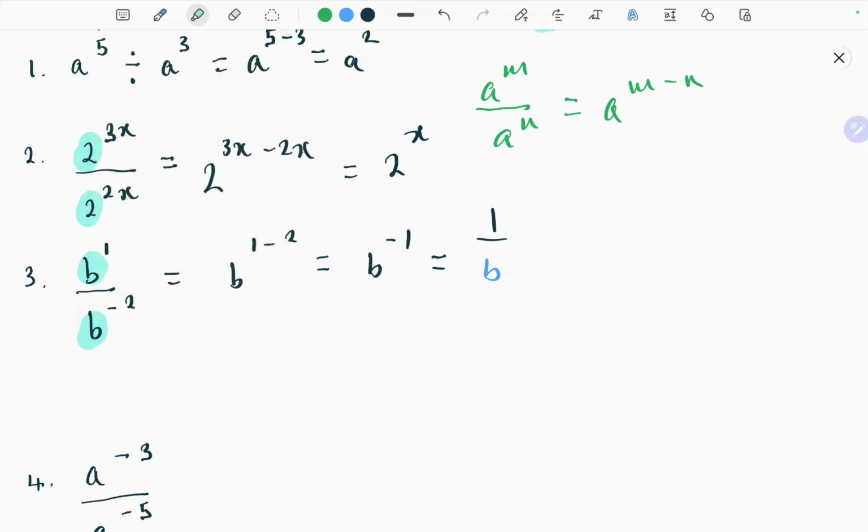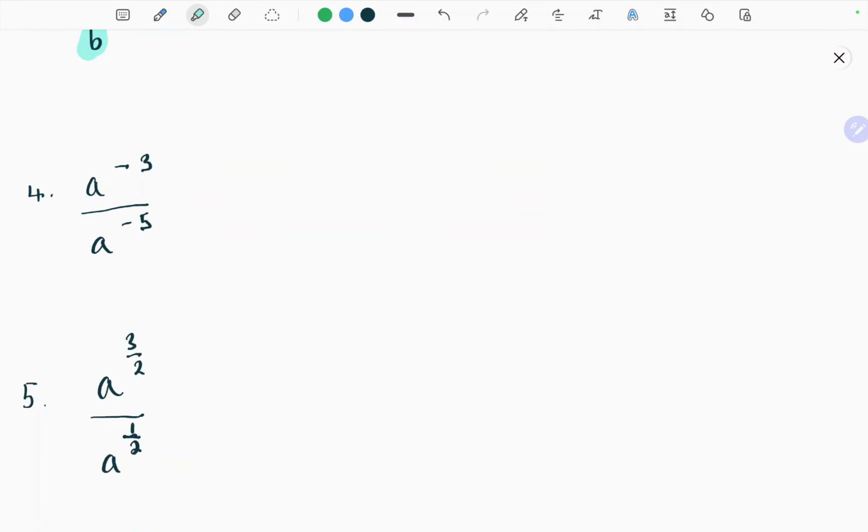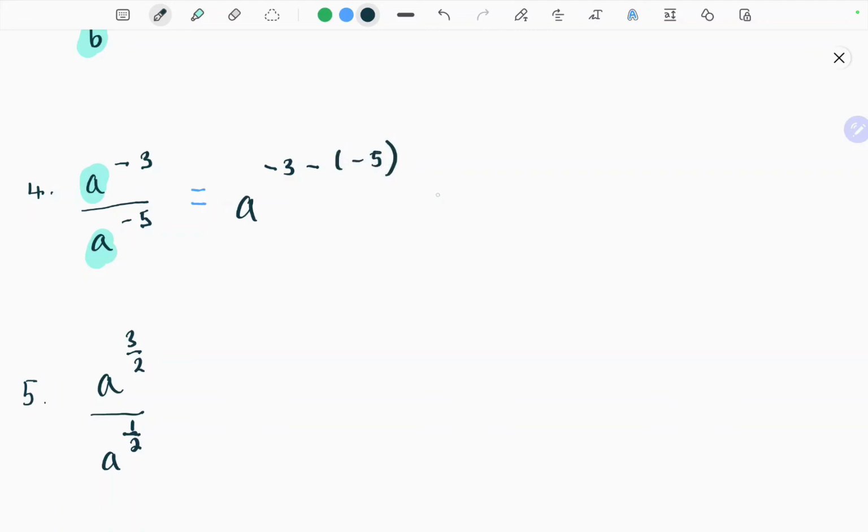This is the more important part, right? So here once again the bases are the same, a and a, so you just subtract the exponents. So you should get a to the power of negative 3 minus negative 5, and minus times minus is plus, so it's a to the power of negative 3 plus 5, and that should give you a to the power of 2.